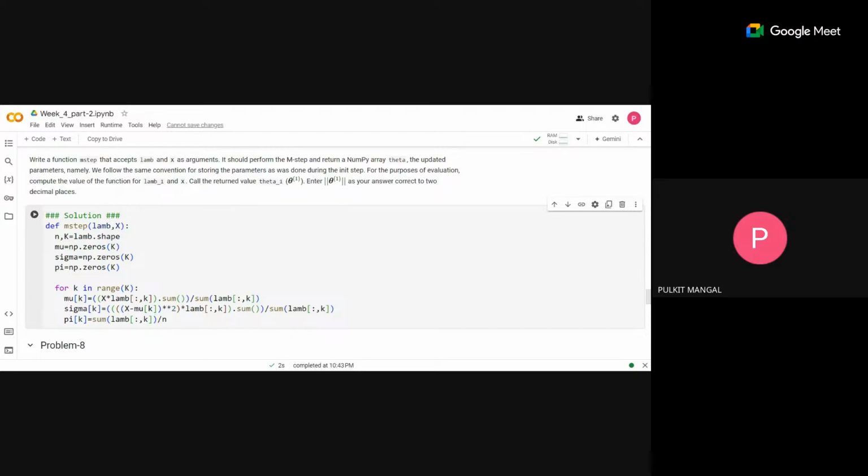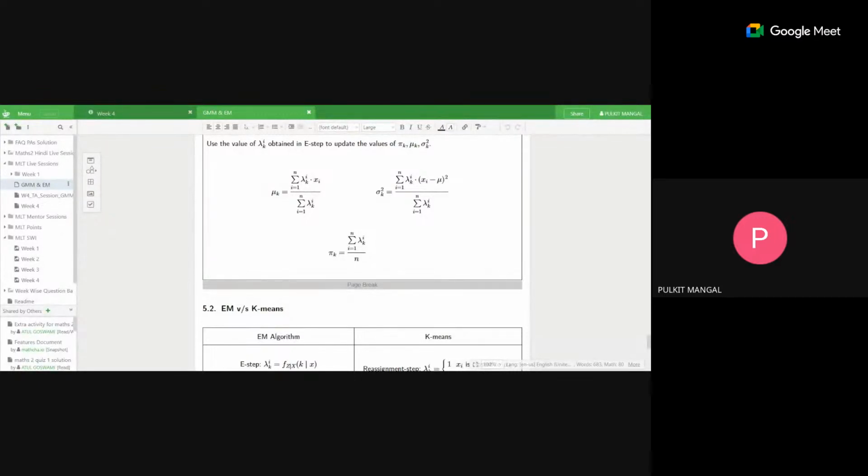Is it clear, the update of mu, sigma and pi? And if you want to compare, you can compare it here. We take the lambda and xi for the mu k. For sigma k it was this, for pi k it was this.